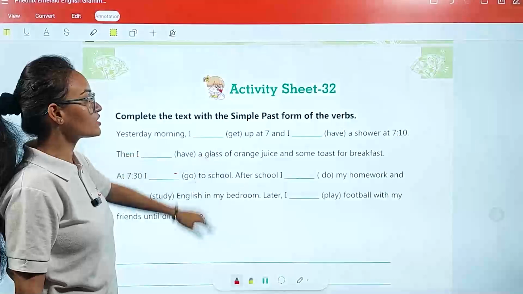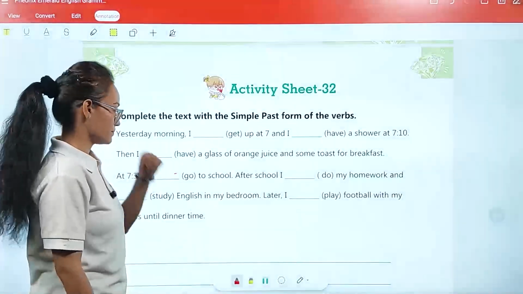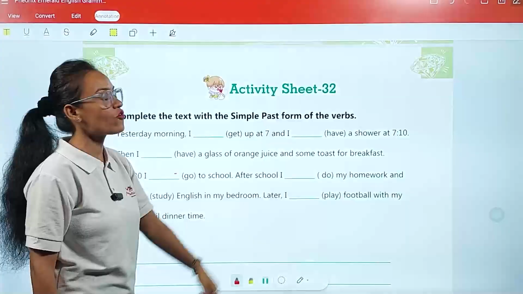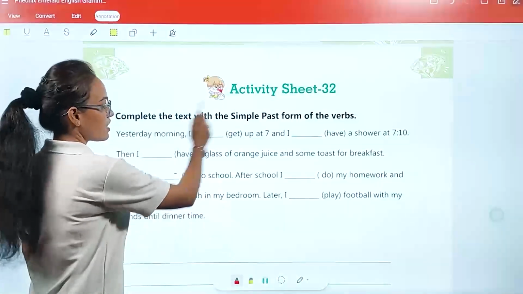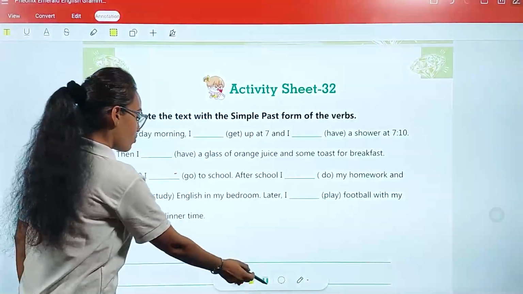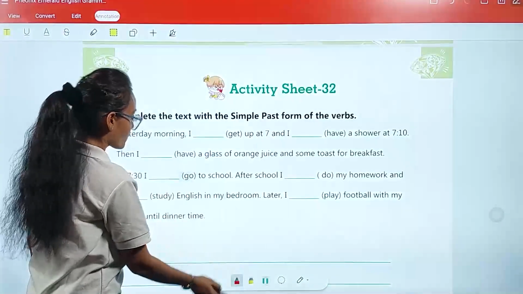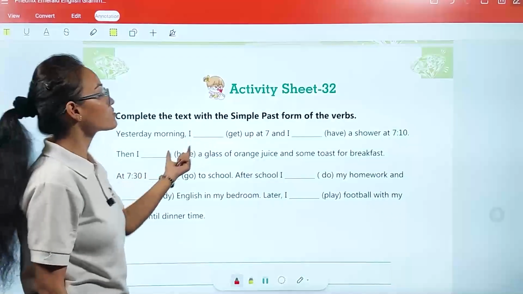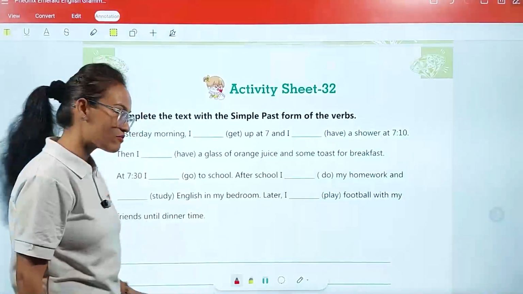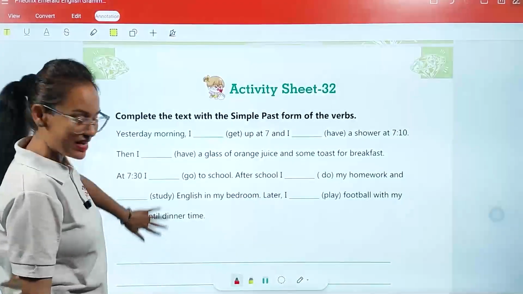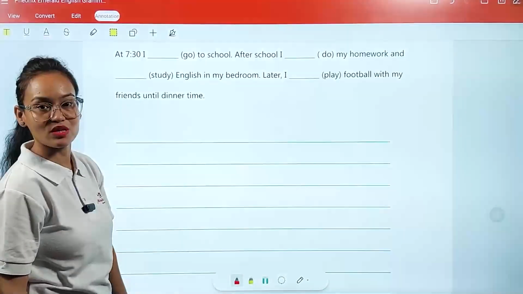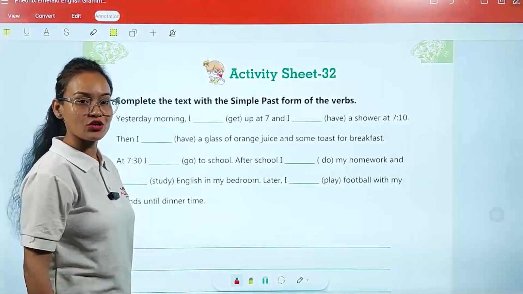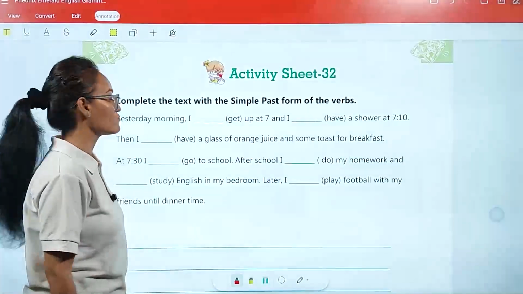Now, activity sheet number 32. Let's see what we have to do. Complete the text with the simple past form of the verb. Here, my dear student, a passage is written. We are going to change the form of the verb written under brackets, and then rewrite this passage in the space given below. Some I'm going to fill for you and the rest you will complete on your own.